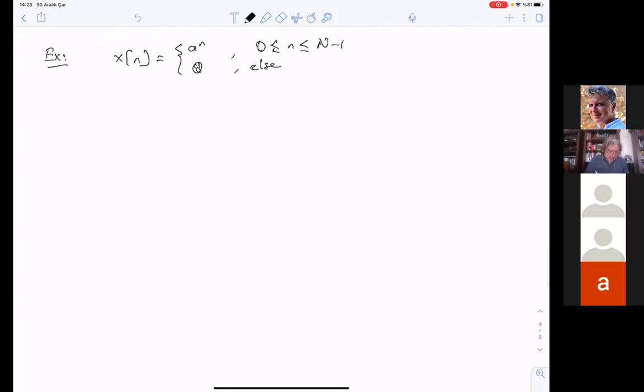So first, let's find the Z transform. X of z is equal to the summation. I'm just using the formula here. The summation runs from 0 to n minus 1, because x of n is already there. Out of this domain, x of n is 0, so I don't need to sum all the way from minus infinity to plus infinity. Most of the terms will be just zeros. A to the n, z to the minus n.